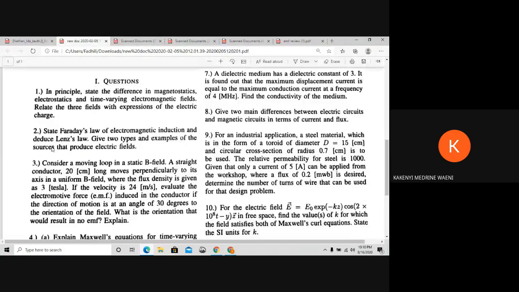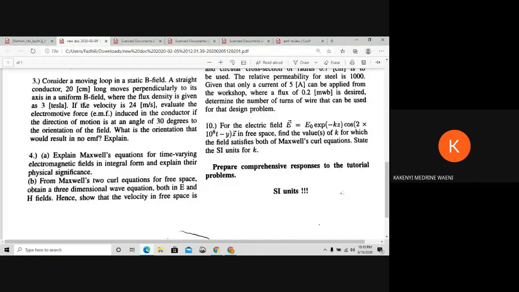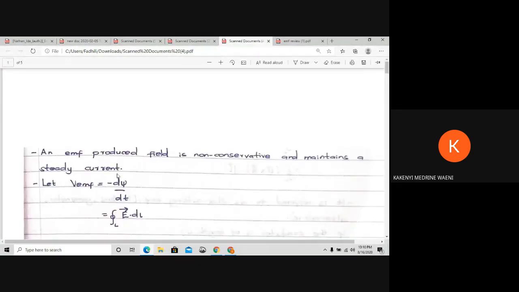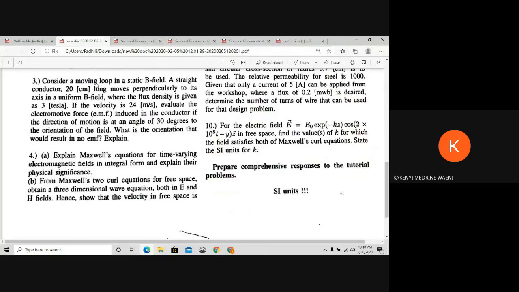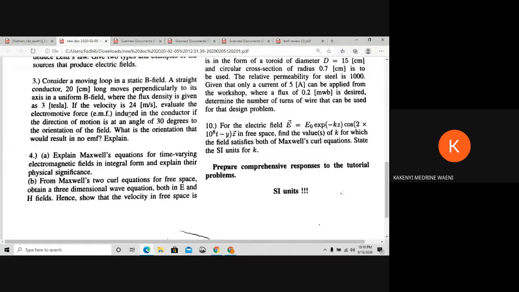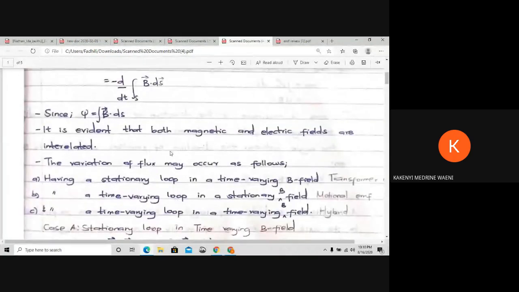Then number 3, we'll first go through how to do this essentially. Number 3 was about considering a moving loop in a static B field. A straight conductor moves perpendicularly to its axis in a uniform B field where the flux density is given as 3 Tesla. If the velocity is 24 meters per second, evaluate the electromotive force induced in the conductor if the direction of motion is at an angle of 30 degrees to the orientation of the field. What is the orientation that will result in no EMF? Explain.